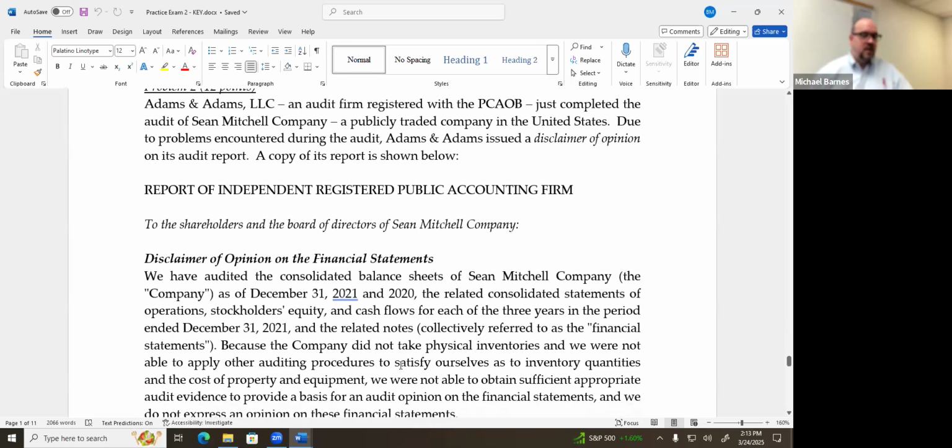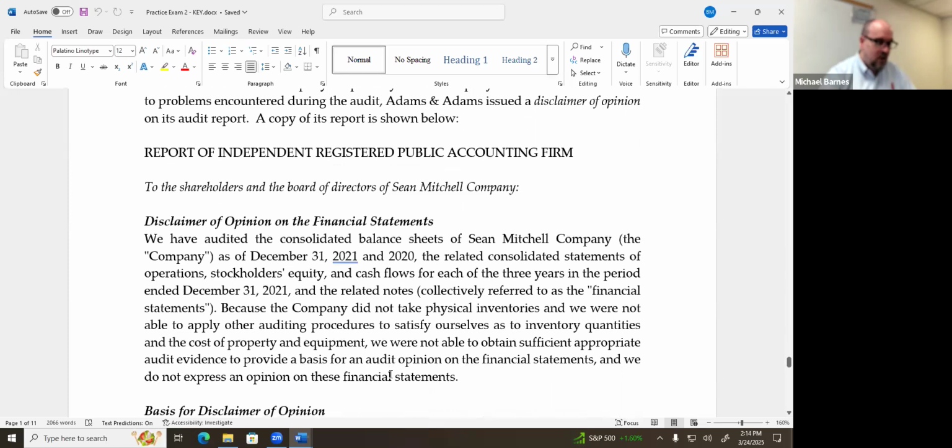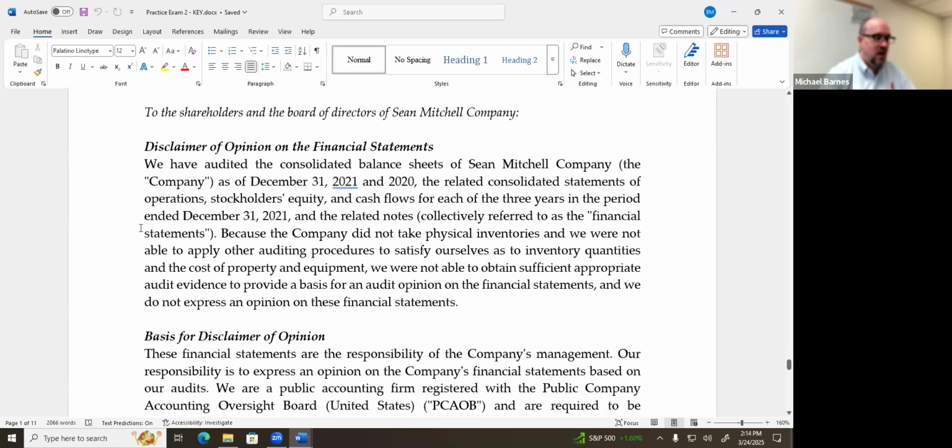Due to problems encountered in the audit, Adams and Adams issued a disclaimer of opinion on its audit report. Okay, so we're going to have to identify what's going on here. There are some issues in this report. Some of these are pretty easy, some are a little bit more challenging. Let's start with the section at the top. We've got our report title, our addressee, and our statement on this disclaimer of opinion on the financial statements. Everything seems to be starting out well.